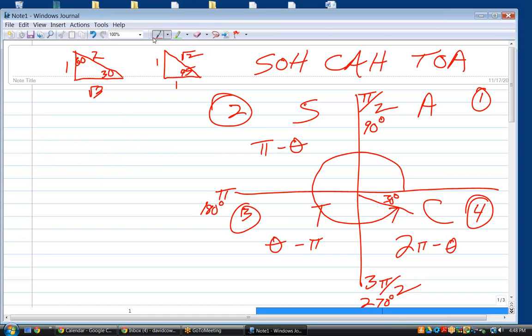Instead of converting it to a positive angle, you can do it that way also. It'll give you the same answer, it's just there's 2 extra steps.